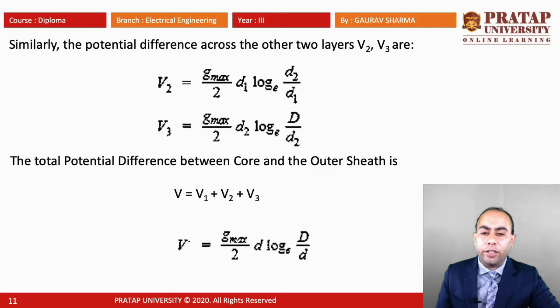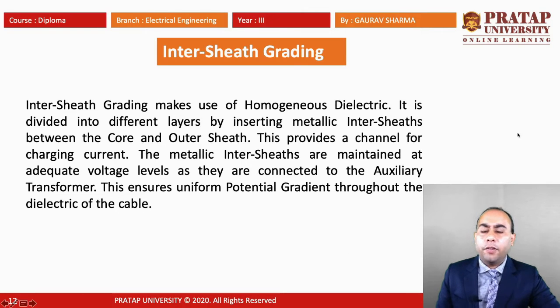We add the three voltages and we get the value of the total potential difference between the core and the outer sheath. Now when we talk about inter sheath grading, it makes up a homogeneous dielectric. It is divided into different layers by inserting metallic intersheaths between the core and outer sheath. This provides a channel for charging current. The metallic intersheaths are maintained at adequate voltage levels as they are connected to an auxiliary transformer. This ensures a uniform potential gradient throughout the dielectric of the cable.